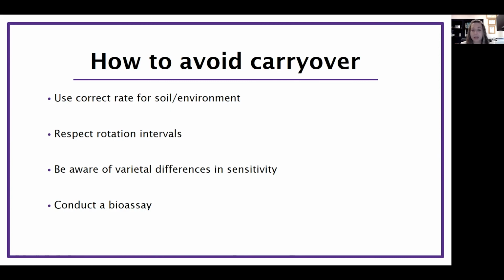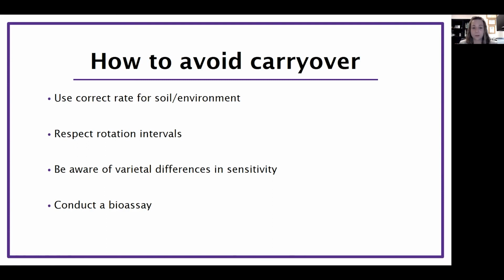So how do you, as a farmer or an advisor, address this? So point number 1, the label is the law. Always double check the labels. A lot of these residual herbicides are going to have tables within the label that specify for given soil conditions, such as texture, organic matter, pH, maybe by soil series, what is the appropriate rate, or even if that product can be used. So use the correct rate for the soil and the environment in which you are working.